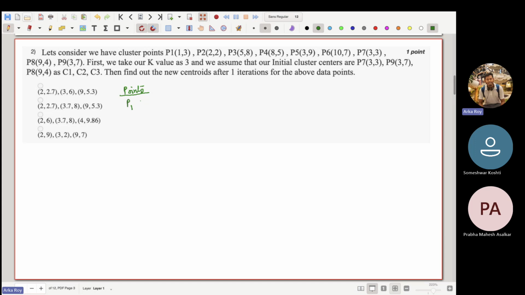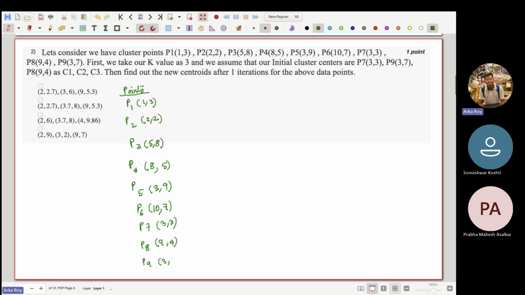So the points are P1 (1,3), P2 (2,2), P3 (5,8), P4 (8,5), P5 (3,9), P6 (10,7), P7 (3,3), P8 (9,4), P9 (3,7).